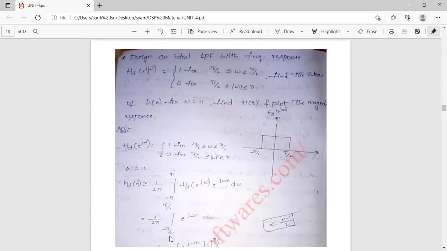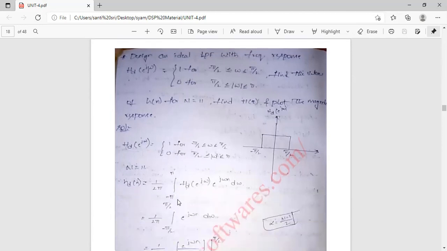So mathematically, Hd of e power j omega is like this. It is 1 from minus pi by 2 to pi by 2, otherwise it is 0, right? So Hd of e power j omega equal to 1 for minus pi by 2 less than or equal to omega less than or equal to pi by 2, and 0 otherwise. So here N is given as 11. So Hd of n is equal to 1 by 2 pi integral minus pi to plus pi of Hd of e power j omega e power j omega n d omega, right?